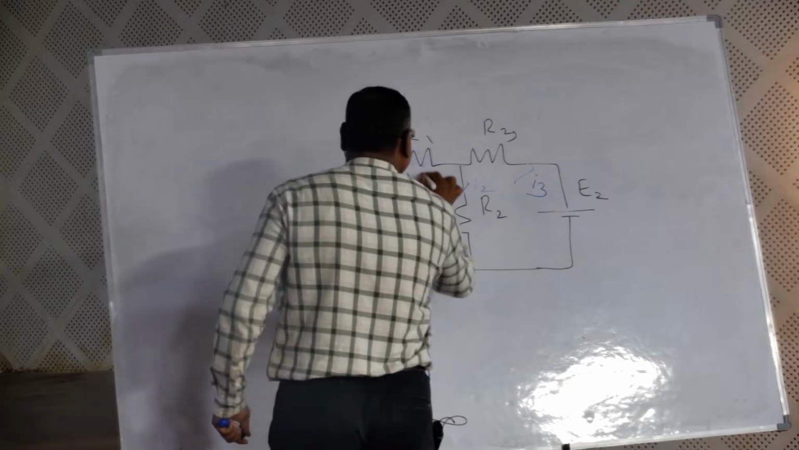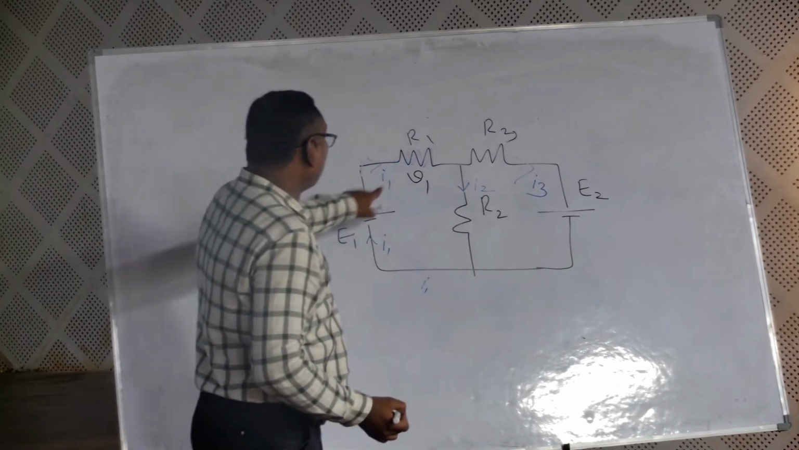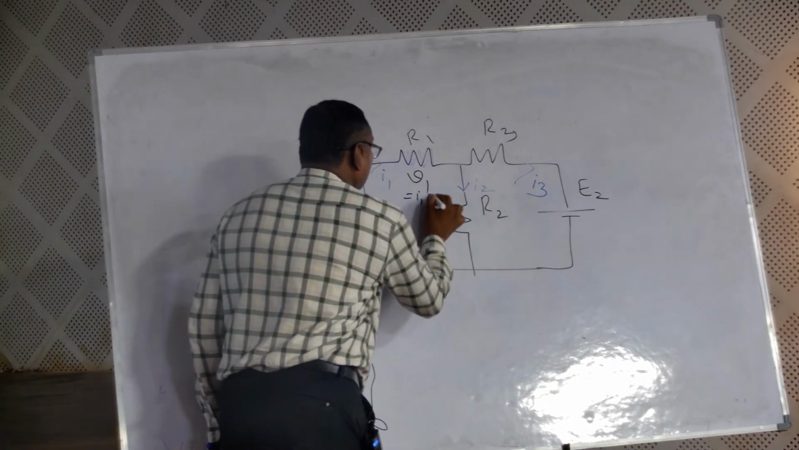V1 across the bulb. V1 is equal to, by Ohm's law, I1 into R1. What is the formula? I1 into R1.